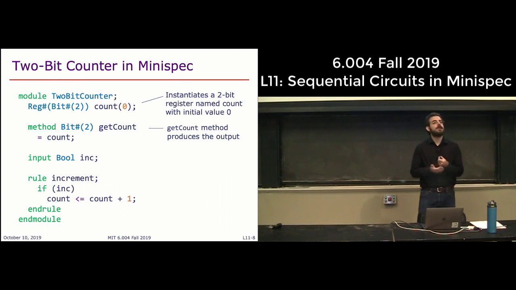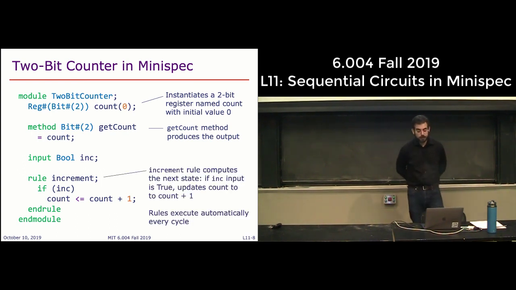And this rule fires automatically every cycle. It's going to execute every cycle, right? You don't have to call it. You don't have to do anything to invoke it. It's like the module has a life of its own, right? And it's going to compute the next state based on whatever inputs you set. And in this particular cycle, it will just execute once.